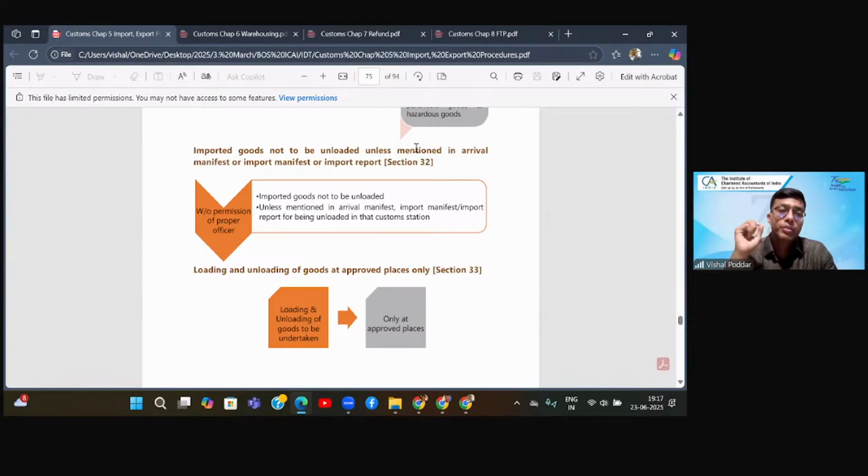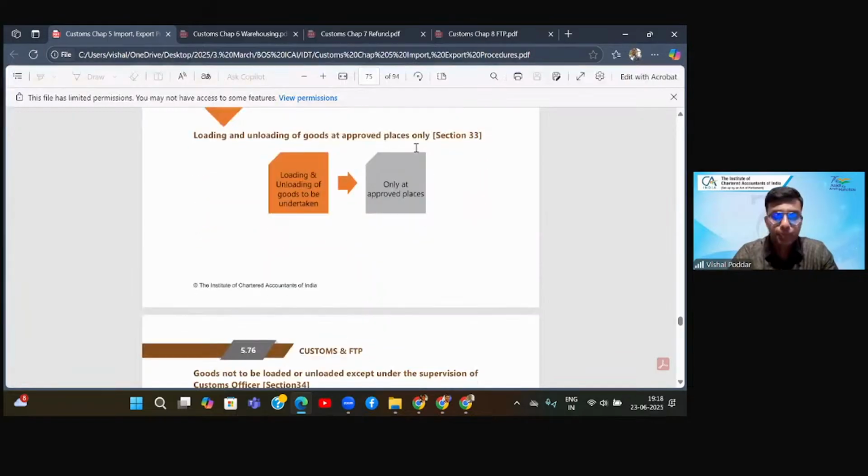So what is this Section 32 obligation? That the person in charge should not allow unloading of goods at any port other than the port for which the goods are mentioned in the report.